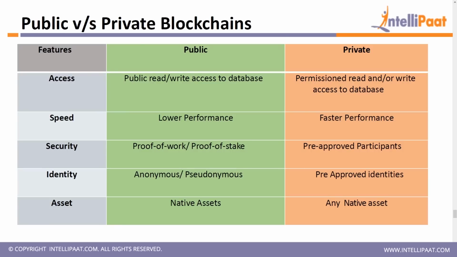Security. If we talk about security, in public blockchains, security is provided by proof of work and proof of stake that we have already discussed, while in private, it is provided by the pre-approved participants.